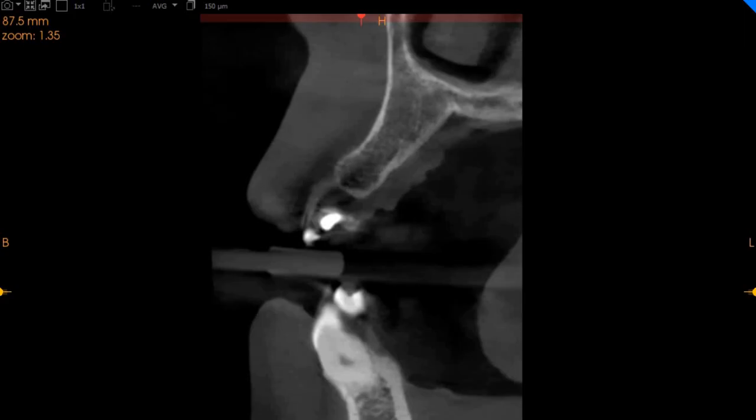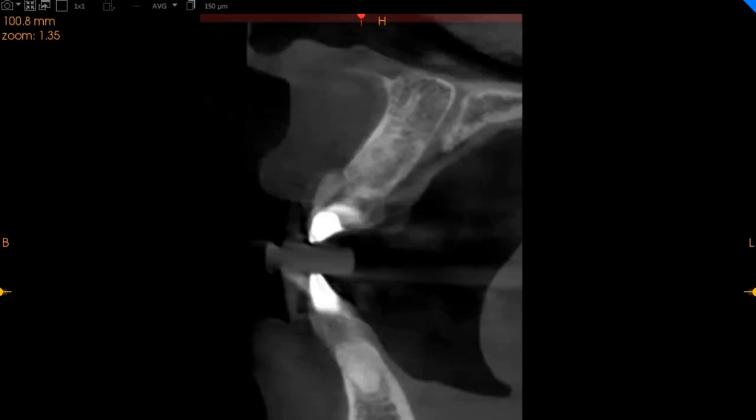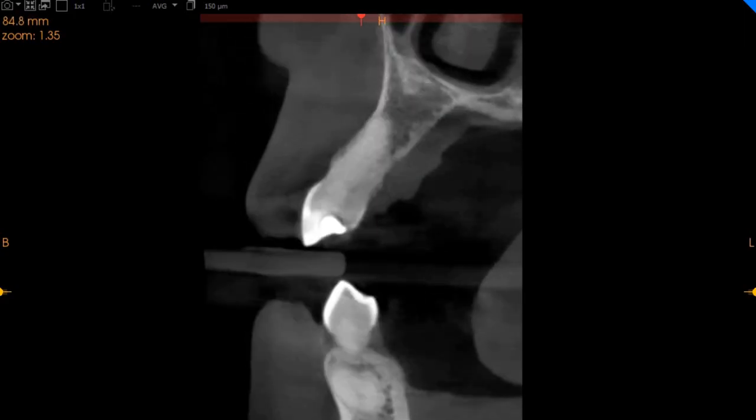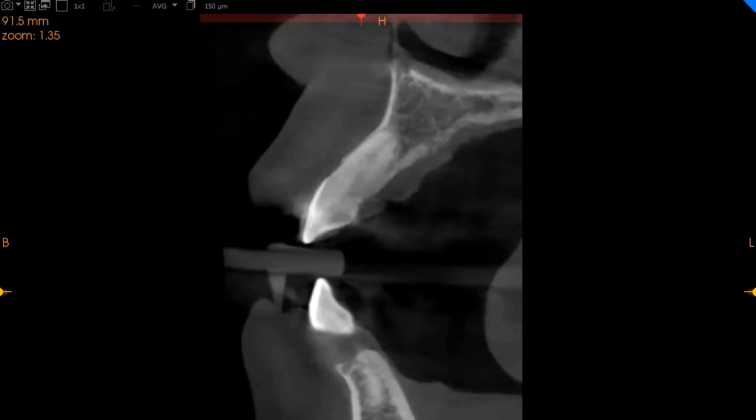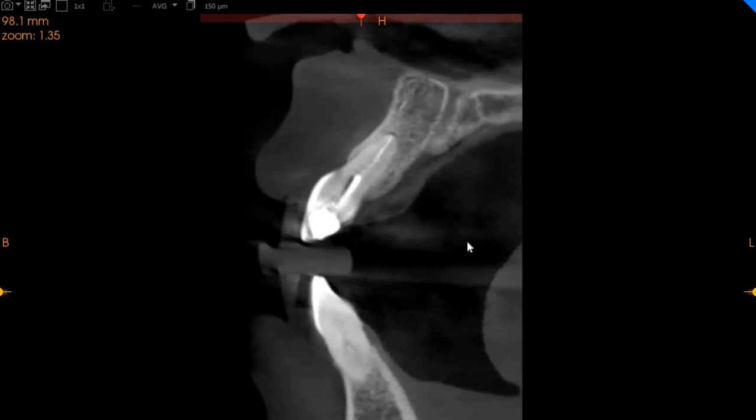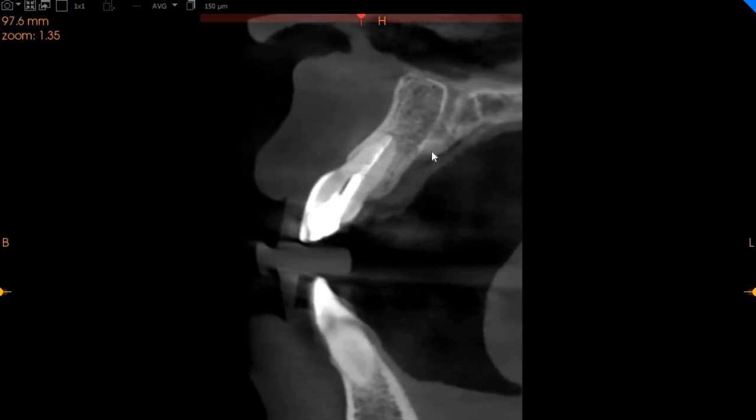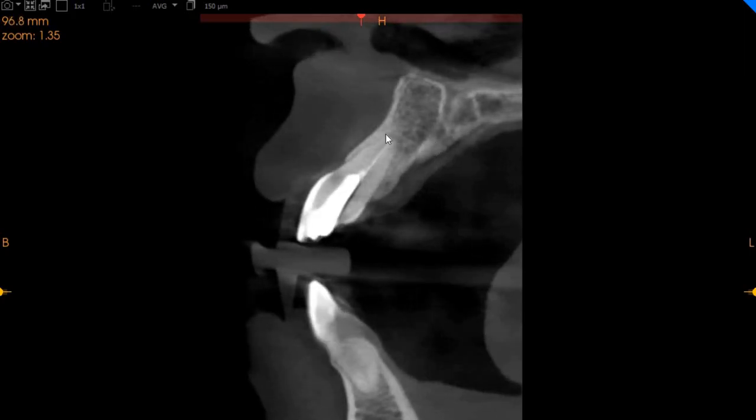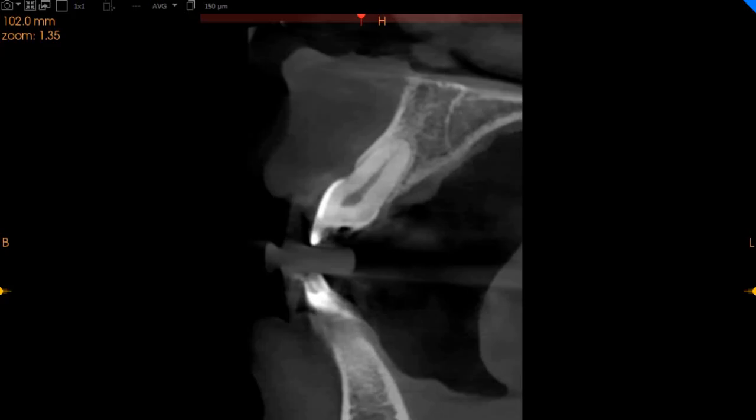The upper right 2 has a slight bit of thinning right here. And then we move on to the central incisor. Endodontically treated, no periapical radiolucency. Poor endodontic treatment, but no radiolucencies can be observed. This is the central incisor on the top right side.